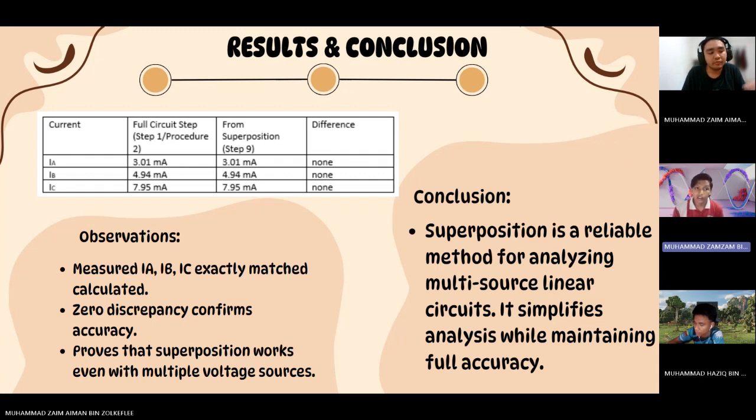We can see our calculated and measured results for IA, IB, and IC match exactly, perfectly. There was zero discrepancy between theory and practice. This confirms that the superposition theorem is an accurate and effective tool for analyzing linear circuits with multiple sources. So for the conclusion of Lab 3, I will say that superposition is a reliable method for analyzing multi-source linear circuits. It simplifies the analysis while maintaining full accuracy. I can say full accuracy because in my readings, I get zero differences.